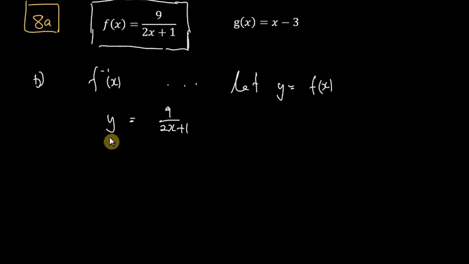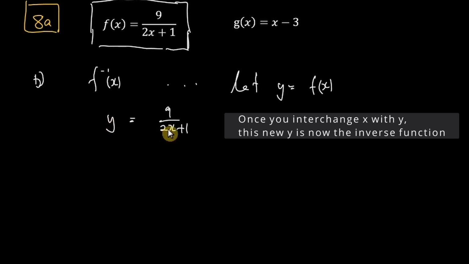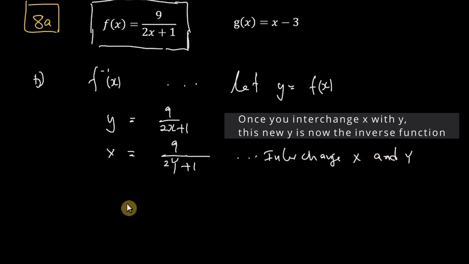So the first thing we want to do here is swap around x and y, or exchange x with y and y with x. So this becomes x equal to 9 over 2y plus 1. So we interchange x and y. Now we transpose for y.